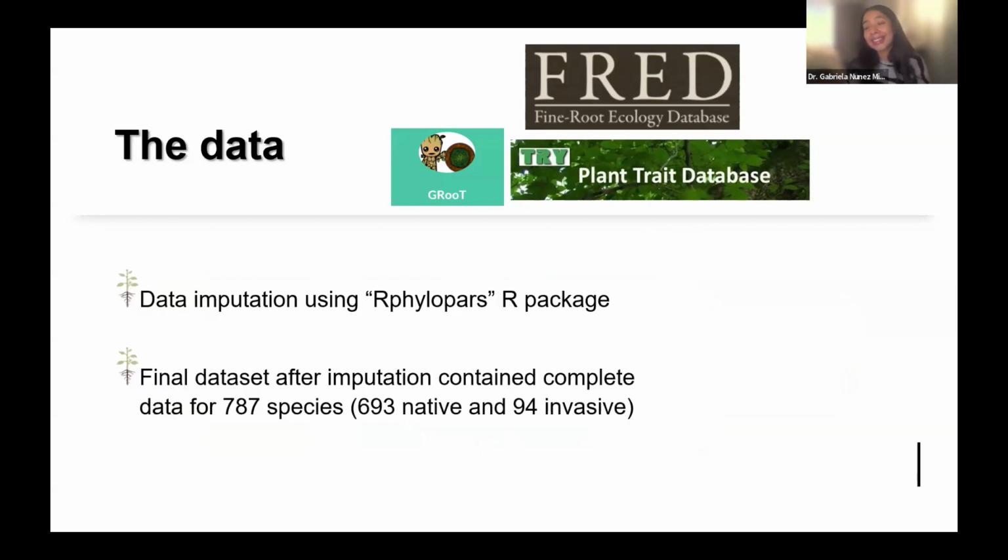And if any of you have done some traits research before, you will know that it's really hard to compile characteristics from every species. So we had to do a little bit of what we call data imputation. It's an advanced statistical and phylogenetic method that takes a lot of information that we've already provided, including evolutionary information of the species, to plug in some of that data that we were missing. So in our final dataset, we did have to remove some species. We ended up with only 693 native plants and 94 invasive plants.